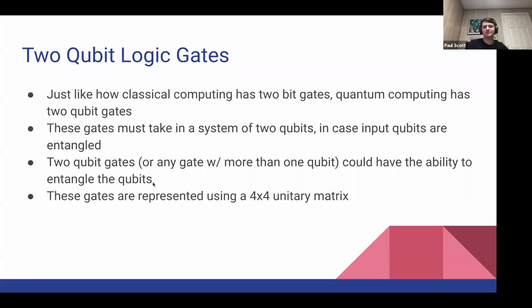Another thing is that 2-qubit gates, or any gates with more than 1 qubit, could have the ability to entangle qubits. That's something we have to be careful about. Similar to the 1-qubit gates, we use a matrix to represent these gates. However, they are a 4x4 matrix rather than a 2x2, because since we have 4 states now, we represent them using a vector of size 4.